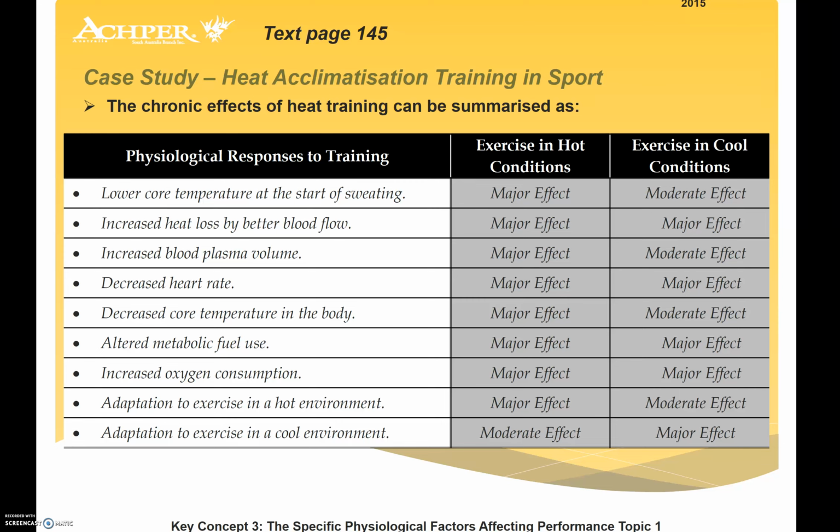So, chronic effects of heat training. How does heat training affect that athlete in a positive sense? It can lower core temperature at the start of sweating, increase heat loss by better blood flow, increase plasma volume, decrease resting heart rate, decrease the core temperature in the body, alter metabolic fuel use, increase oxygen consumption, and aid adaptation to exercise in a hot environment and in a cool environment. So those things can be adapted through training in hot or cool conditions.